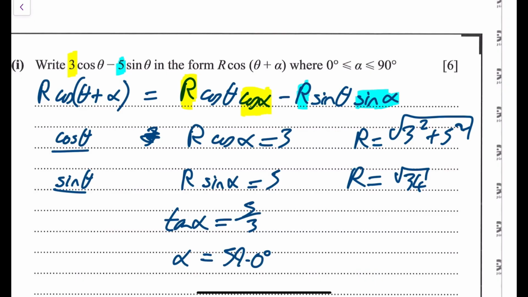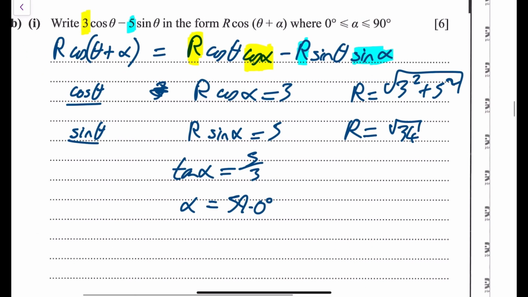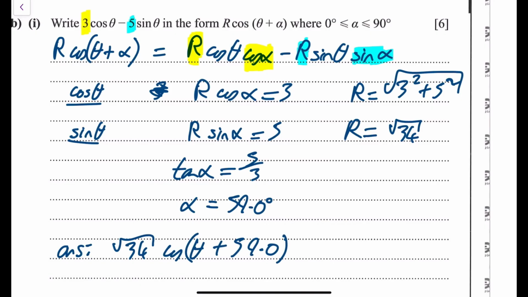I've got my marks for that. I defined, oh no, I didn't have to write it in that form then. So my answer is root 34 times cos of theta plus 59.0. I know you don't need that 0 in for calculations, but put it in just because it did say 3 sig figs. But leave this thing as root 34. It's exact, it's perfect. That's the best way of doing it.